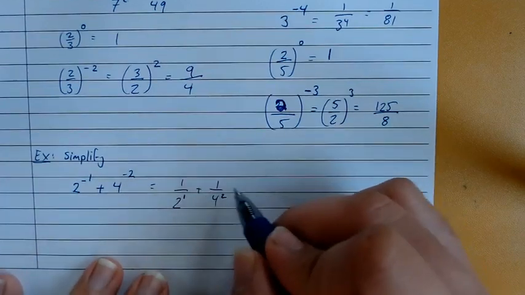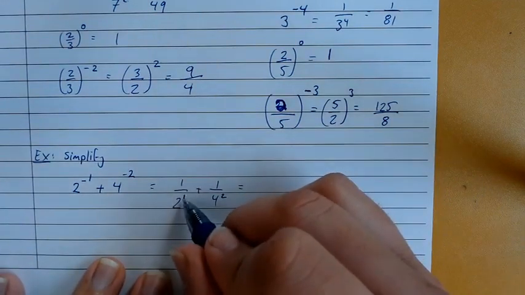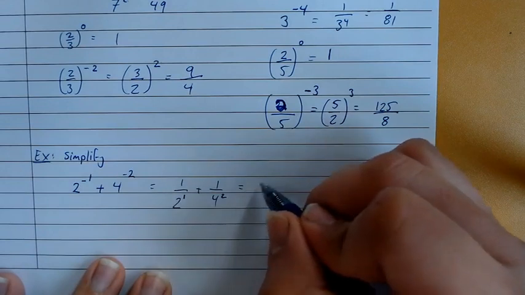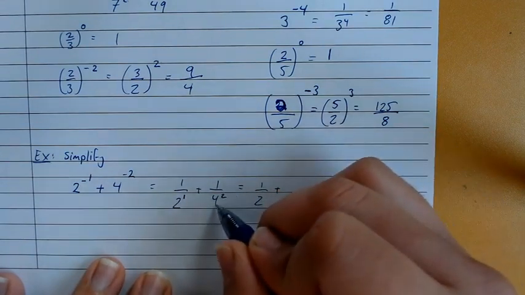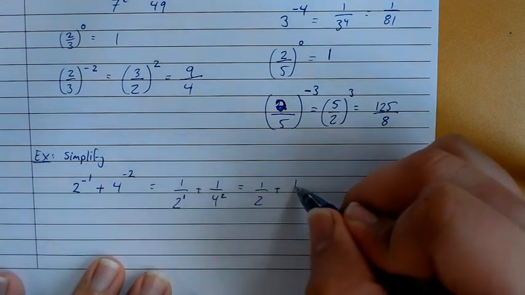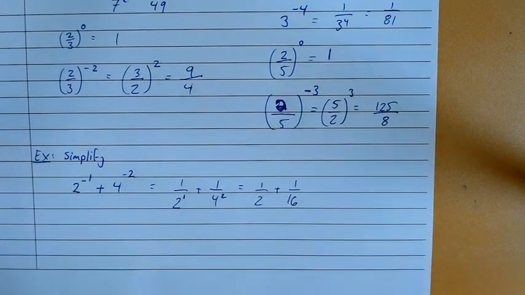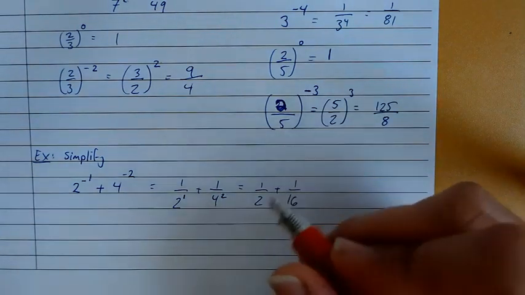Well, now those are just regular fractions. I can add those. Here, 2 to the first power is just the number 2. We can leave it as 2. But here, 4 squared, 4 times 4, that's 16. So to add those together, we're going to need a common denominator.